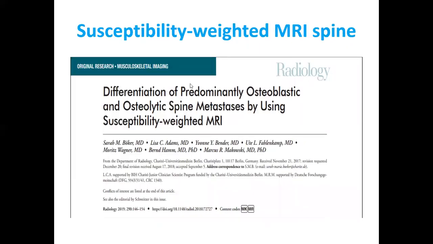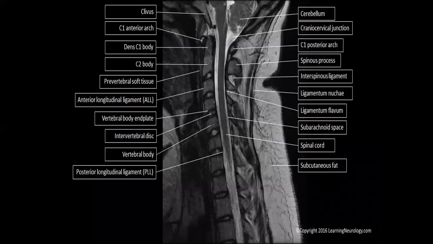Susceptibility weighted image, another image, when you are in doubt about the osteolytic lesion and osteoblastic lesion, these are the images, susceptibility weighted image, differentiating between the osteolytic lesion and osteoblastic lesion. Now some anatomical parts: this is the clivus here, C1 arch, C1 dens, C2, prevertebral tissue, soft tissue. This is the anterior longitudinal ligament, vertebral body, vertebral end plate, intervertebral disc, and posterior longitudinal ligament.